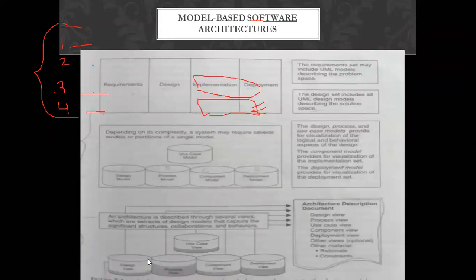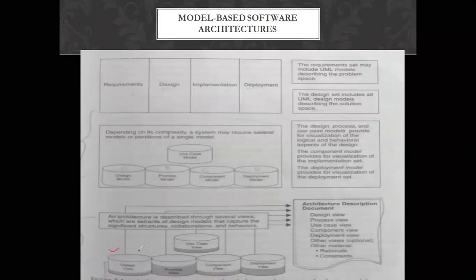The different views are given over here: design view, process view, component view, deployment view, use case view. All these will store the description of these things, and it shows that the architecture description document will consist of all these views. On the basis of that, models are designed, capturing what they have to see. The design process and use case models provide visualization of the behavioral aspects of the design.